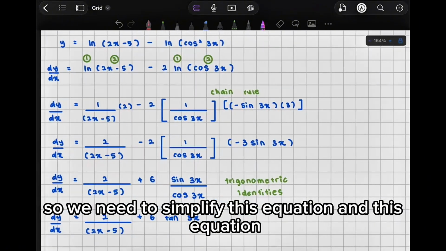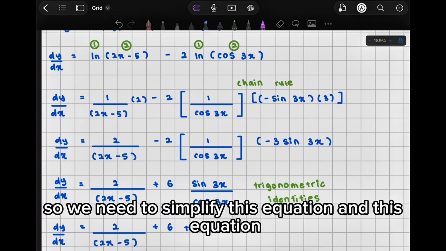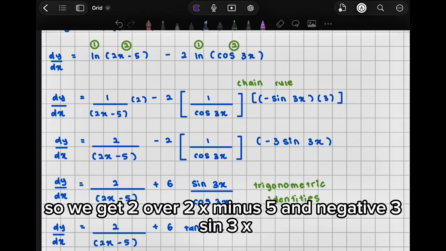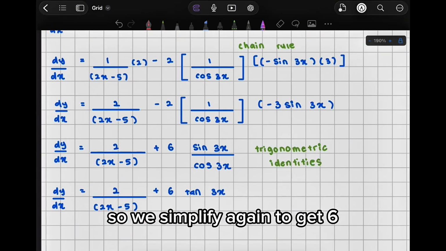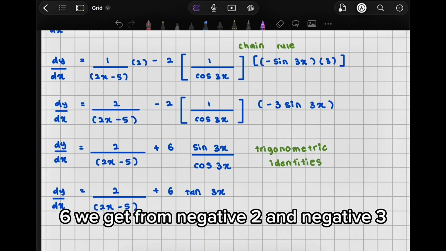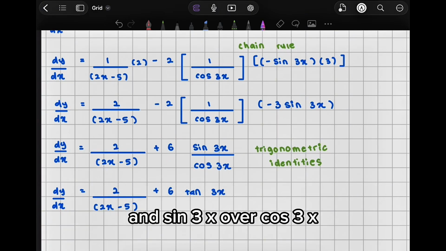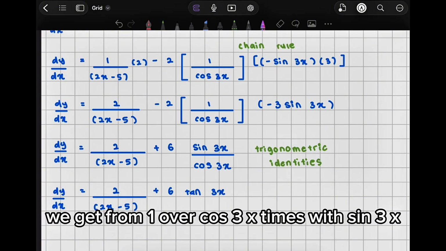So we need to simplify this equation and this equation. So we get 2 over (2x minus 5) and negative 3 sin 3x. So we simplify again to get 6. 6 we get from negative 2 and negative 3. And sin 3x over cos 3x we get from 1 over cos 3x times sin 3x.